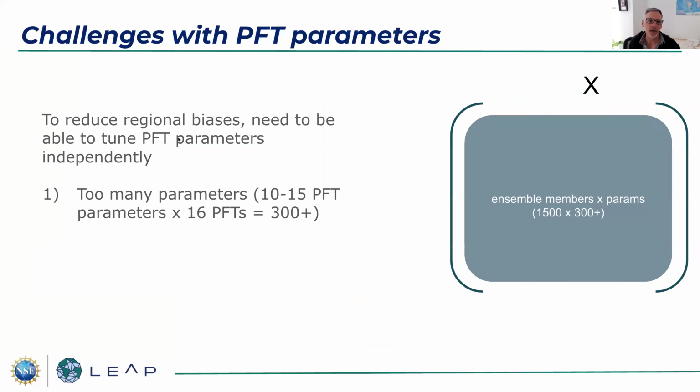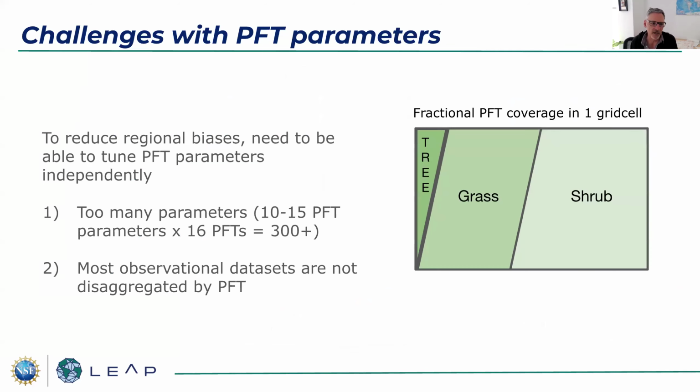In the end, we chose Gaussian process because it gave us the best result on our first stab. There are challenges with PFT parameters. To reduce regional biases, you really need to be able to tune PFT parameters independently, but the number of parameters is huge. We have 10 to 15 PFT parameters and 16 PFTs. That's 300 plus parameters. That's a challenge. Also, many observational data sets are not disaggregated by PFT, so you need to deal with that. How do you disaggregate the impact on a particular variable that's coming from multiple PFTs and then calibrate your PFT parameters with that information?